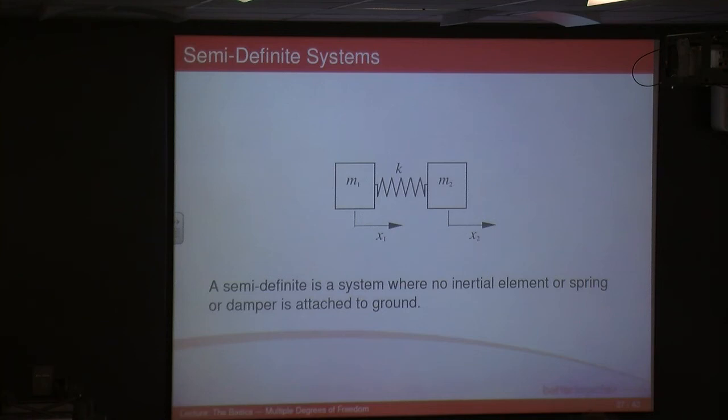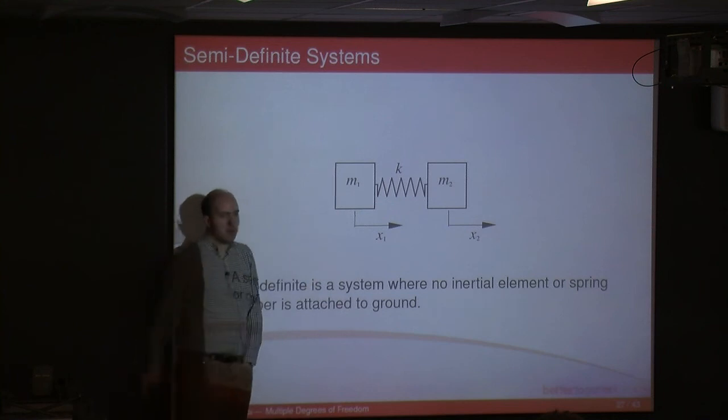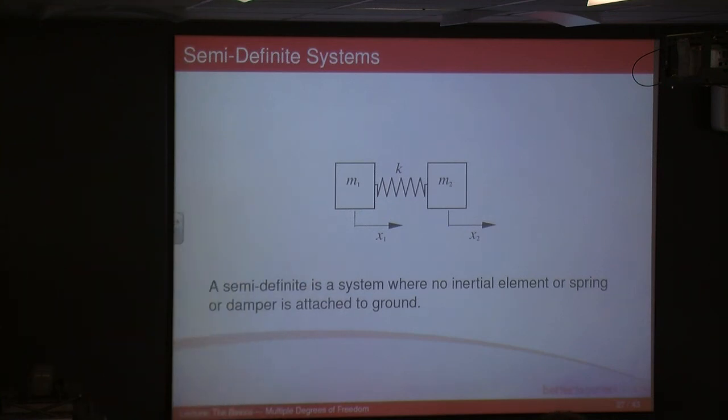So, semi-definite systems or degenerate systems are systems that aren't connected to ground. There's no inertial element or spring connected to ground. An example of a semi-definite system could be the turbine and compressor, with the shaft connecting the two in a jet engine. They're not connected to ground. They are connected to each other. The turbine turns the compressor in a jet engine, and that shaft will have a certain element of torsional stiffness.